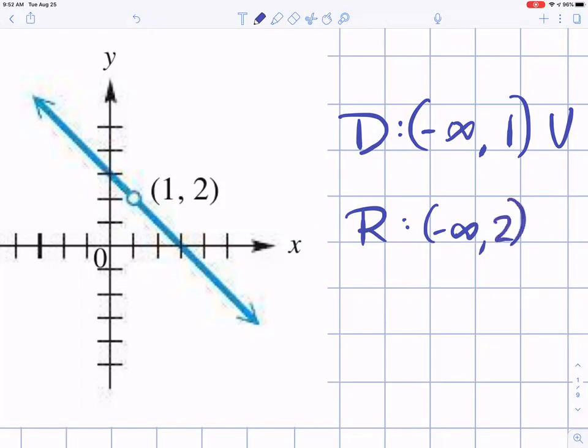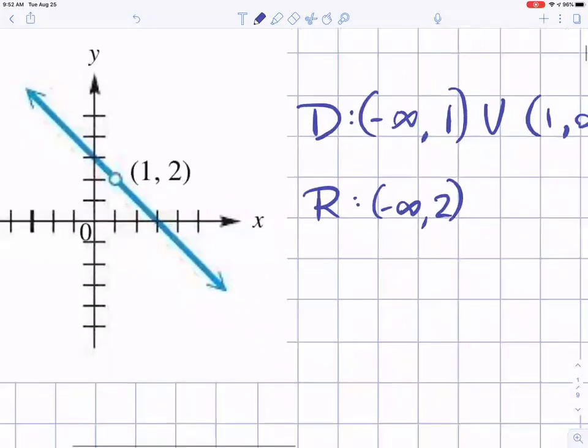Once again, I'm not actually using that 2. So I'll use a round parenthesis. Let's continue working our way up. So where do we pick up again? At 2 again, and then we're going to go all the way to positive infinity.